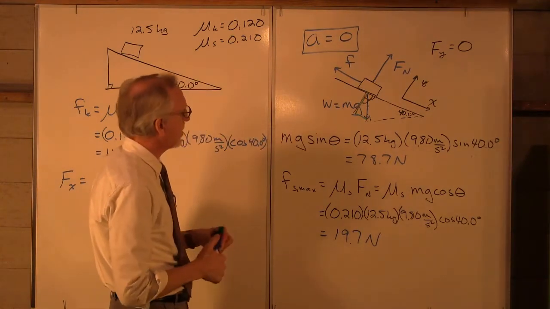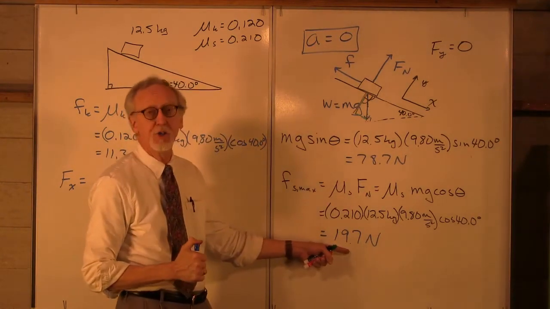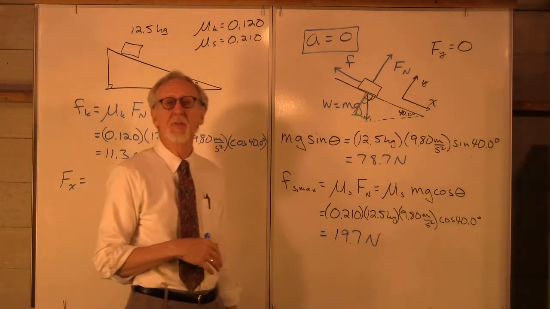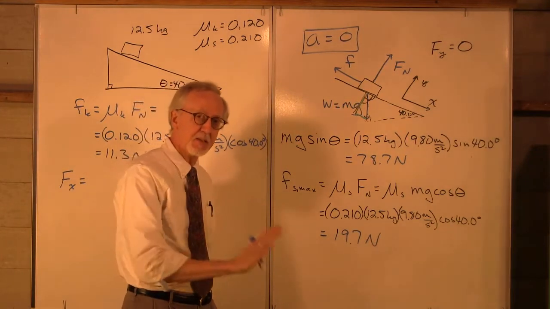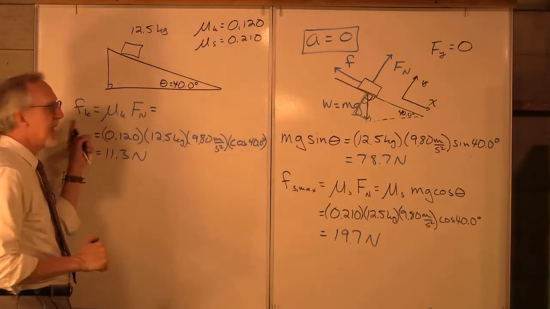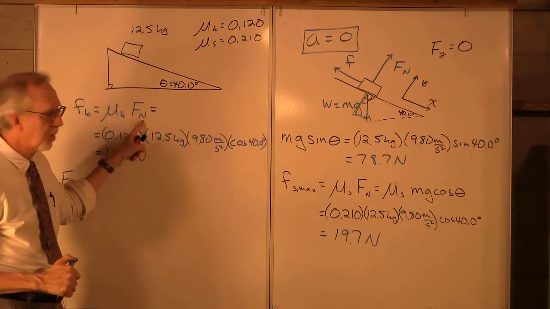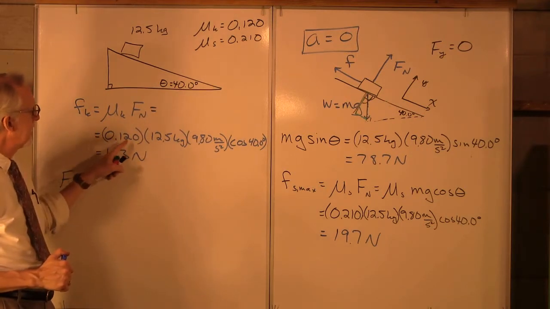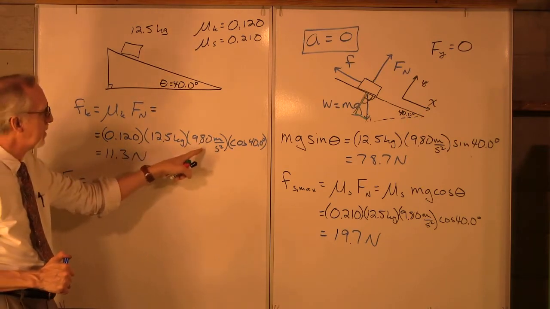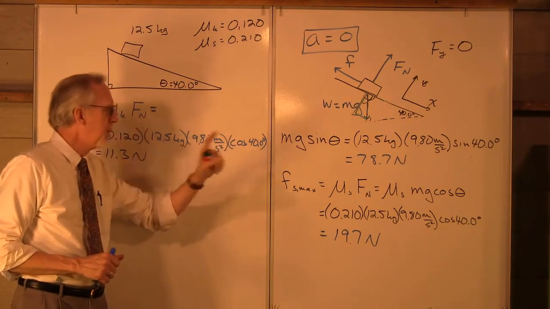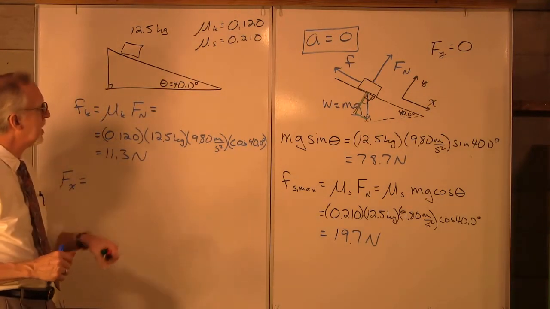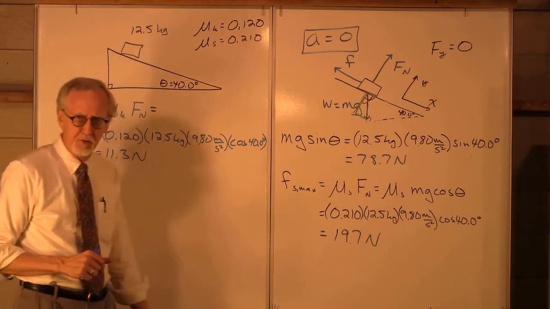Notice, our force down the incline is larger than our maximum static frictional force. The friction is not strong enough to keep the block in place. So what does it do? It starts to slide. What kind of friction do we have? Kinetic. So now we need to look at the kinetic frictional force, which is mu k times the normal force, mg cos theta. So we've got 0.12, 12.5, 9.8, cos 40 degrees. Remember, we've got to change that angle from 10 degrees to 40 degrees. Multiply this out and we get 11.3 newtons.